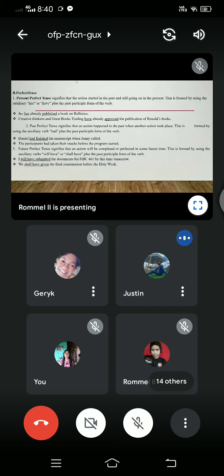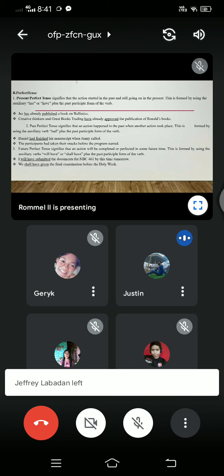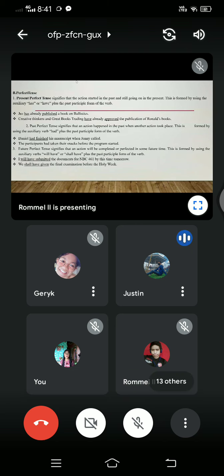B. Perfect tense. Present perfect tense signifies that the action started in the past and is still going on in the present. This form uses the auxiliary has or have plus the past participle of the verb. For example: She has already published a book on ballistics. The underlined words are has and published.